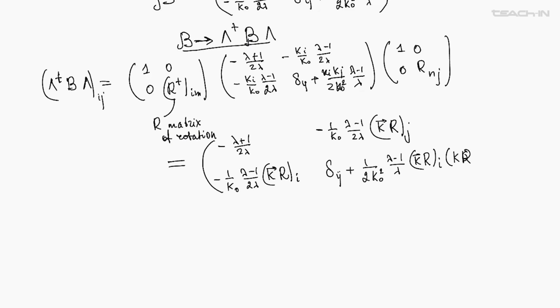And R is just the usual matrix corresponding to rotation, so R transpose R is equal to the identity matrix. Then it's clear that if you have a row vector and you act on it by an orthogonal matrix, you can always bring this vector to the form where it has only one non-zero component, right?